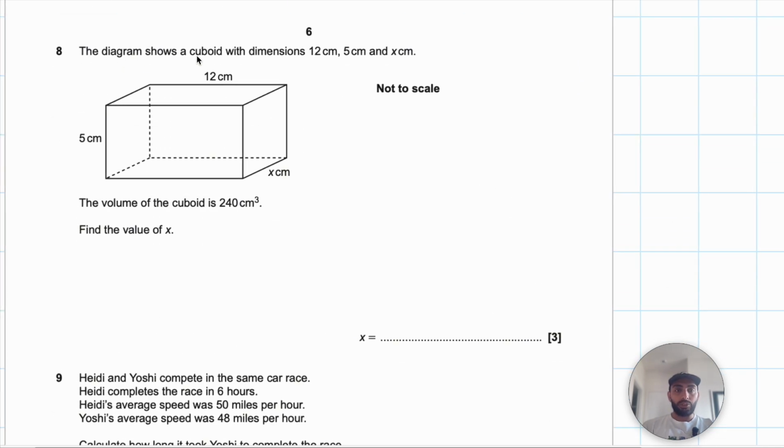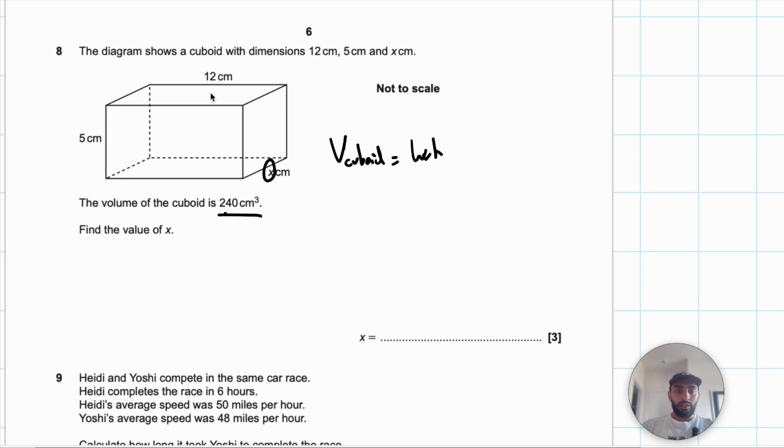Question 8. The diagram shows a cuboid with dimensions 12, 5, and x centimeters. The volume of the cuboid is 240 centimeters cubed. Find the value of x. We're trying to find this missing number. How do we find volumes of cuboids? All we do is multiply the length by the width by the height.